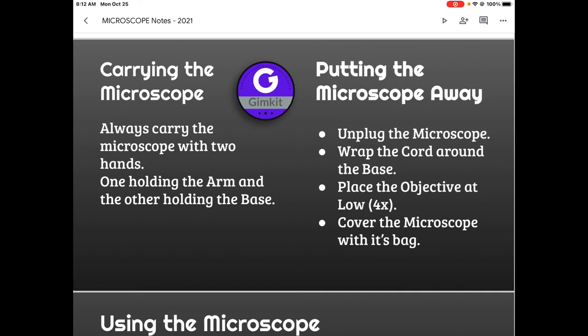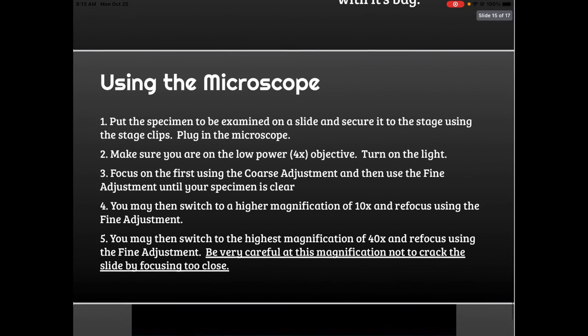When we carry the microscope, we always carry with two hands, one holding the arm and one holding the base. When we put the microscope away for the day, we want to unplug it, wrap the cord around the base. If we're putting it away, place the objective at low power and cover the microscope with a bag. The bag is to block out dust so that the microscope doesn't get covered in dust, because dust under a microscope looks cool, but it's not what we're looking for.